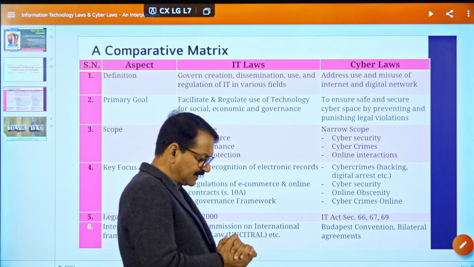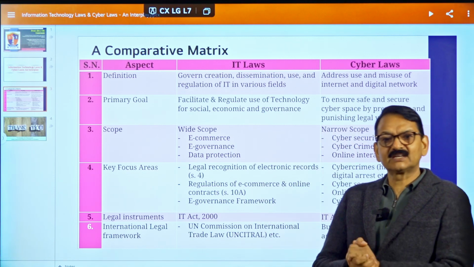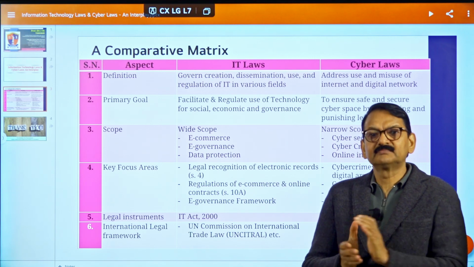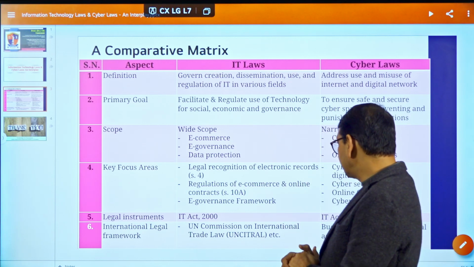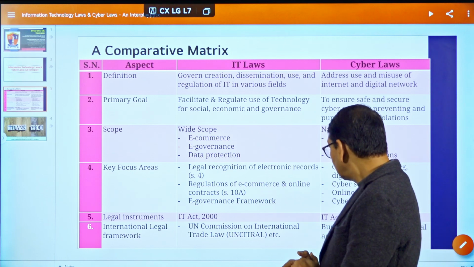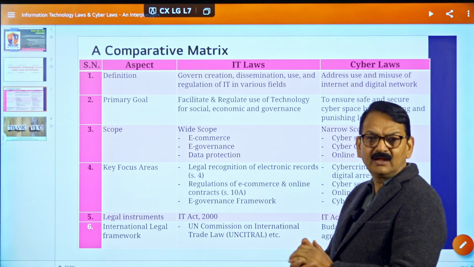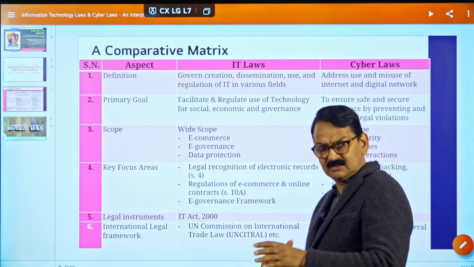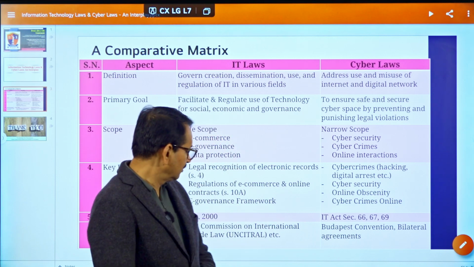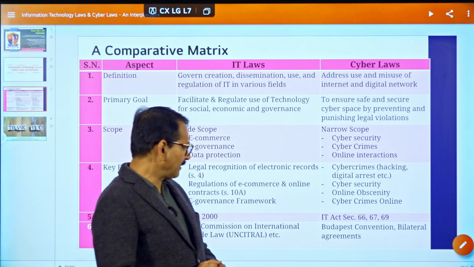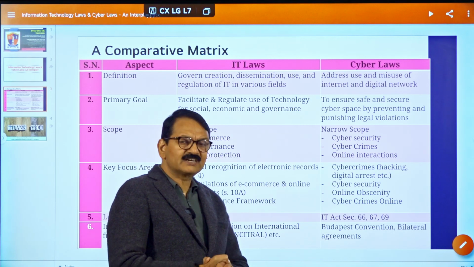If we see the international perspective, because our IT Act is also in consonance with the international legal framework, we are a member of the United Nations. So there is one important commission called the UN Commission on International Trade Law, UNCITRAL, and there are so many other conventions and regulations that we follow, and our IT Act adopts most of the directives given in these conventions, protocols and all. However, the cyber laws are by and large covered through the Budapest Convention, bilateral agreements and so on and so forth.